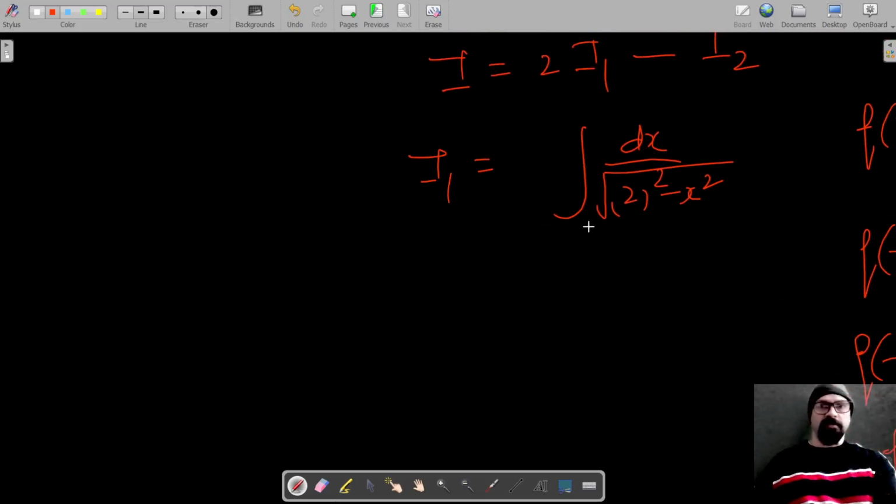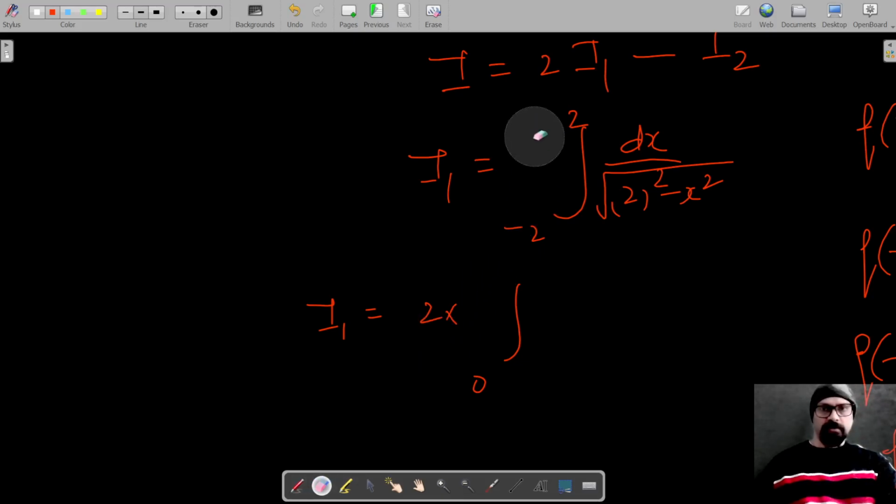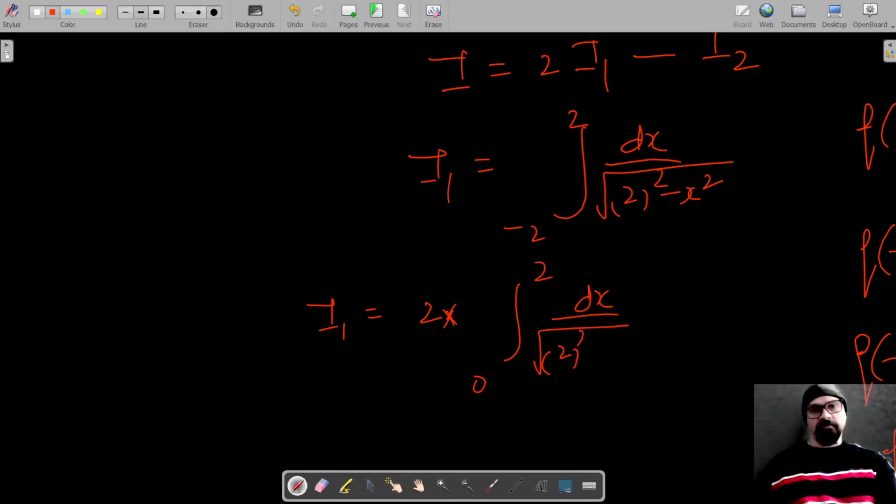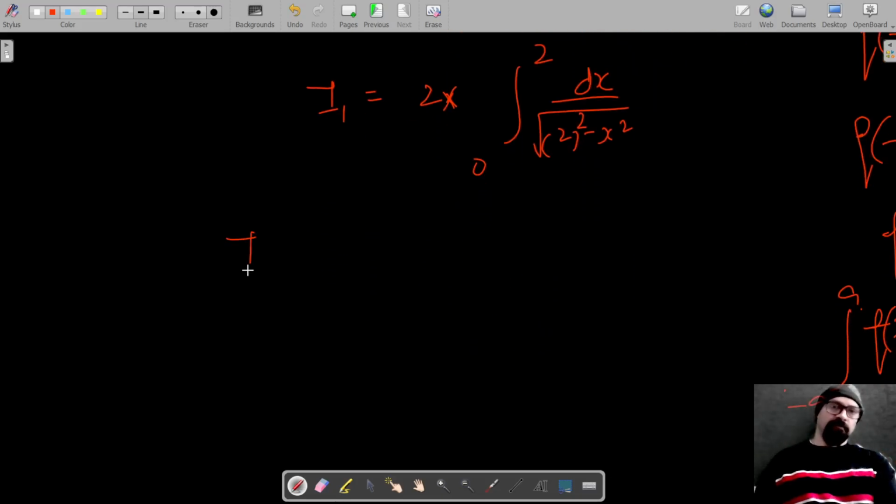So that means I can write this integral from -2 to 2, because this function is even, as 2 into the integration of 0 to 2 of root of 2 square minus x square dx. So I1 is equal to 2 into, and this is the formula.